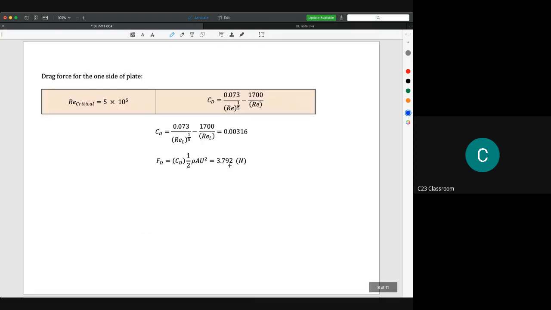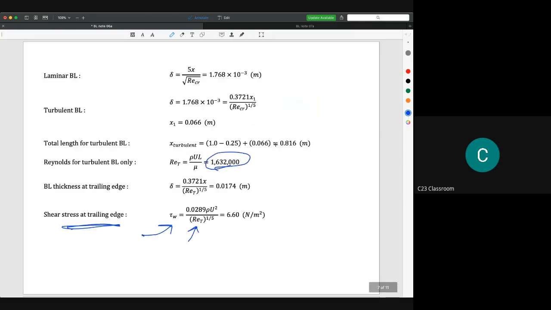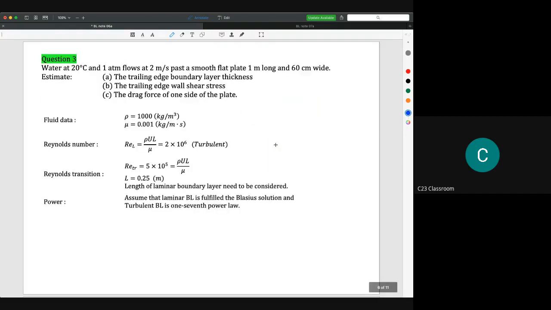Next, we need to calculate the drag force for one side of the plate. Please refer to our previous notes. Because we take the critical Reynolds number as 5 times 10 to the power of 5, we could use this equation to calculate the CD. So we substitute the values. Here the Reynolds number for this one and this one is actually the Reynolds number for the total plate, so you need to substitute the Reynolds number of this one.